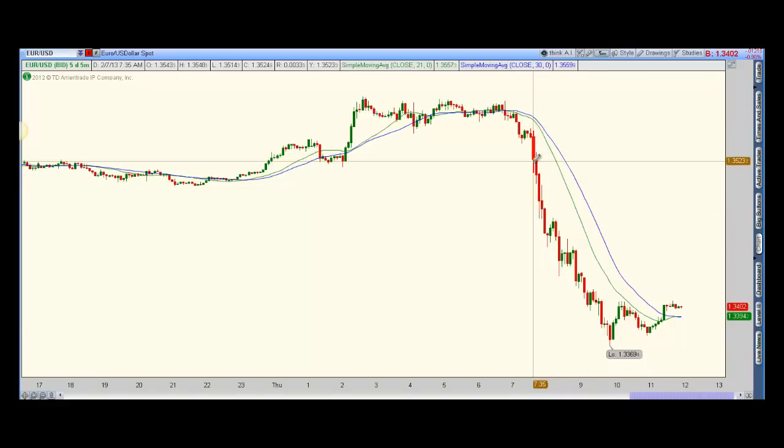Had you picked up on it and got in and chased this trade this morning, it would have been a great trade for you, but I'm not one that likes to chase trades because you never know when it's going to turn on you.